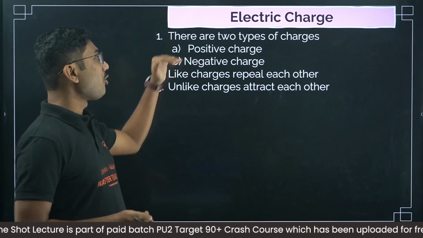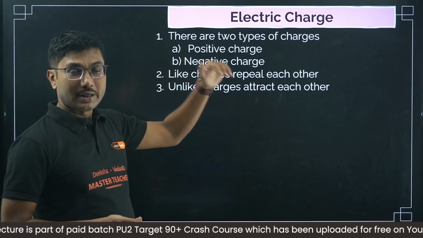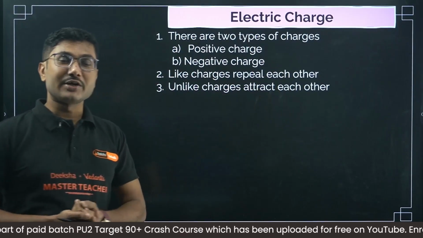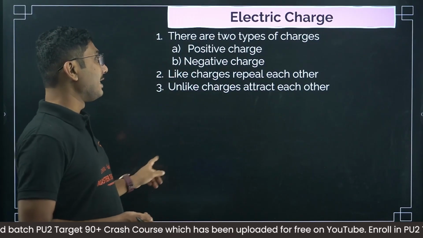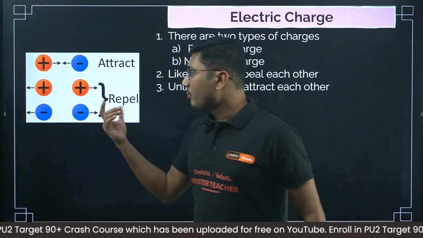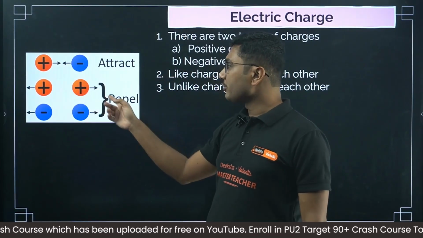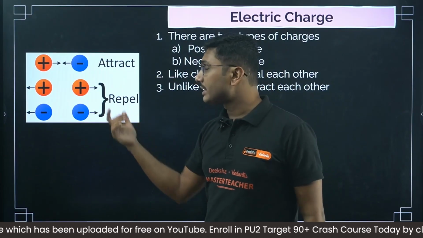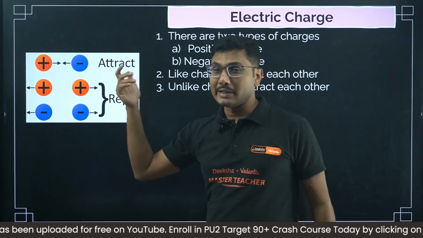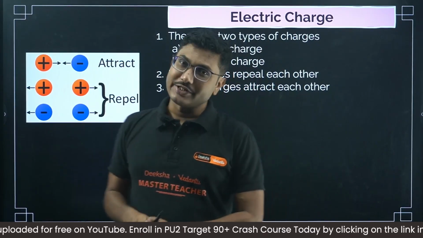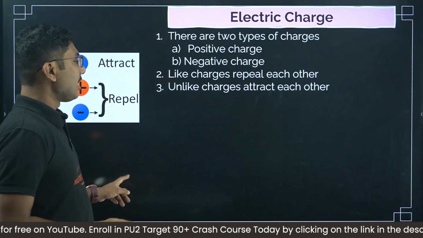So for example, a positive charge will repel another positive charge, a negative charge will repel another negative charge, and opposite charges, meaning positive and negative, will attract. So positive-positive and negative-negative will repel each other, whereas positive-negative or negative-positive will attract each other. This is the basic nature of charges.